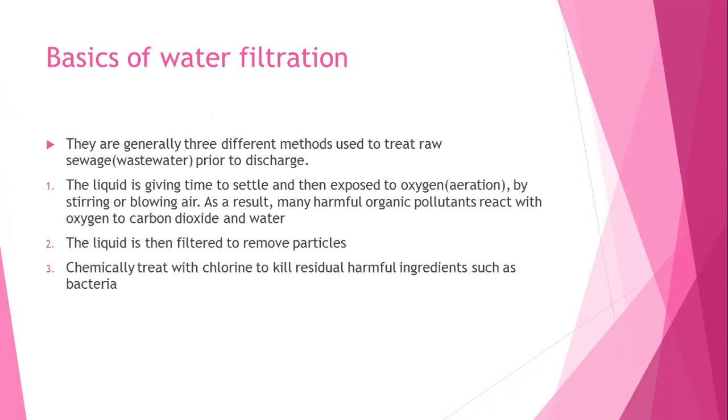Now, basics of water filtration system. Basically, there are 3 steps for filtering water. The first step is to allow this water to settle. Let's say we get this water placed in a tank or a vessel. Allow this water to settle and aerate this water. Aerate simply means making it possible for air to come in contact with the water. It can be done by troubling the water, that's stirring, and so on.